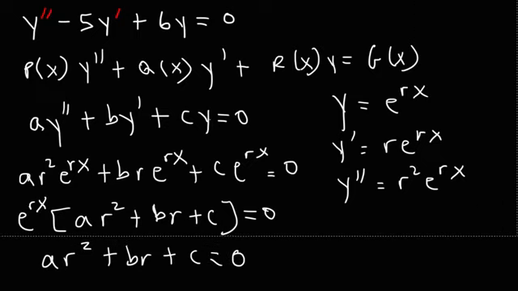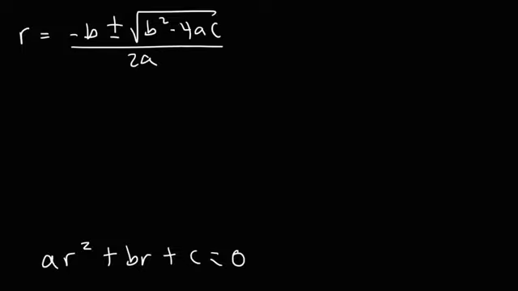Now, when we have that equation, what we want to do is solve for the value of r. There are two things we can do to get that done. We could factor, or we could use the quadratic formula, which is r equals negative b plus or minus the square root of b squared minus 4ac, divided by 2a. Now, there are three cases that you need to be familiar with when solving for r.